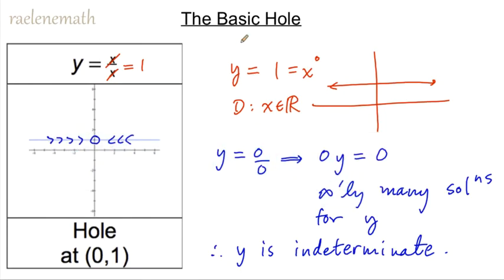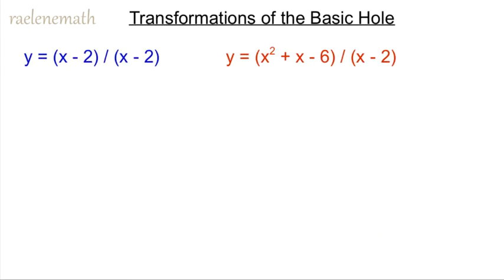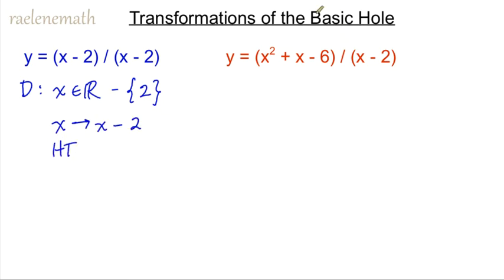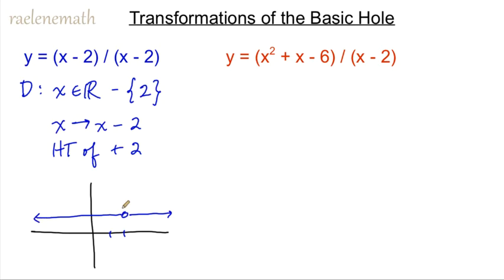Okay, let's take a look at a transformation of the basic graph. So the blue function, we could simply recognize that we have a common factor of x minus 2, which means that the domain is going to be all reals except for 2. The fact that x has been replaced with x minus 2 tells us that we have a horizontal translation of the parent graph, the basic graph, of 2 spaces to the right. And so it gives us a new graph, which is the same horizontal line. We haven't scaled it or otherwise changed the graph. We've just moved the hole 2 spaces to the right. So we have a hole at 2, 1 on this function.